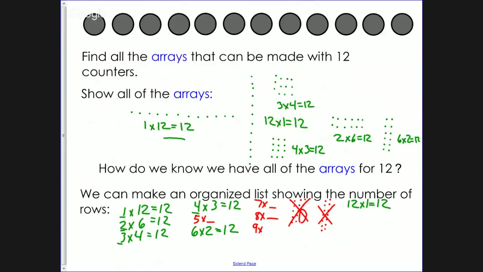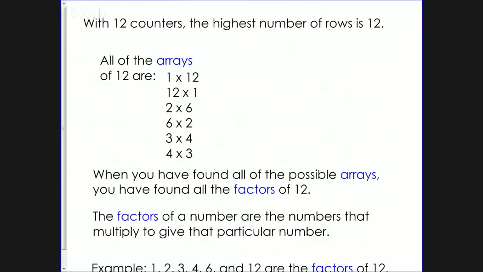So as long as I use an organized list and go through each of the numbers, 1, 2, 3, 4, 5, 6, 7, 8, 9, we tried 10 and 11, they didn't work either. So we know these ones don't work by ruling them out. With 12 counters, the highest number of rows is 12. All of the arrays of 12 are 1 times 12, 12 times 1, 2 times 6, 6 times 2, 3 times 4, and 4 times 3.